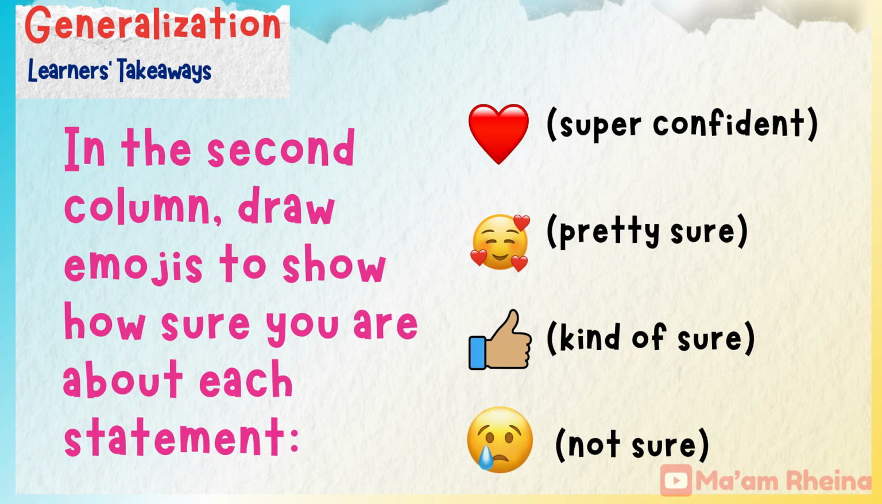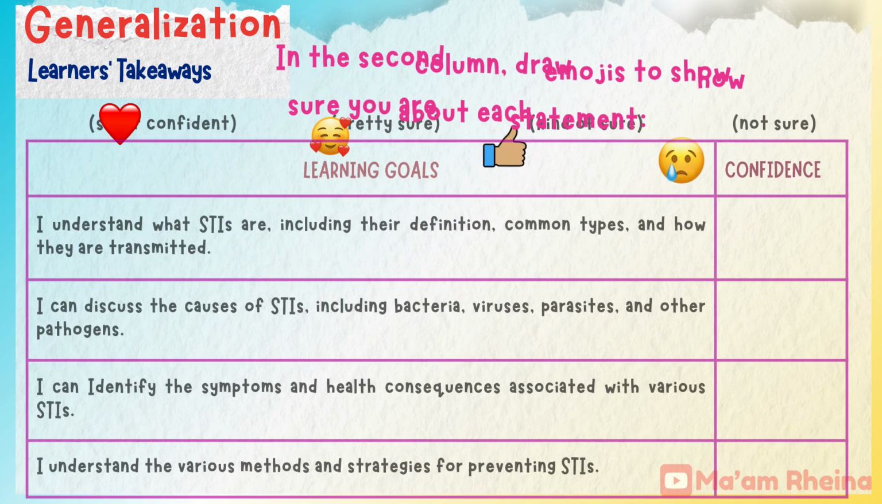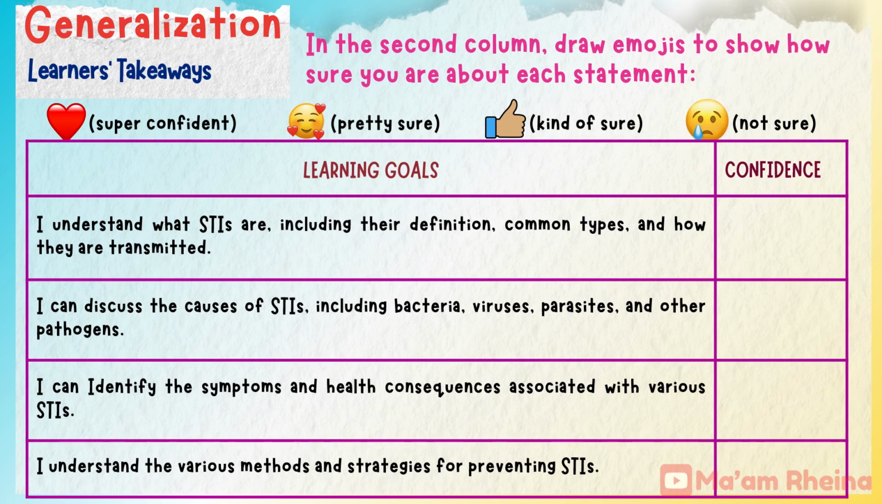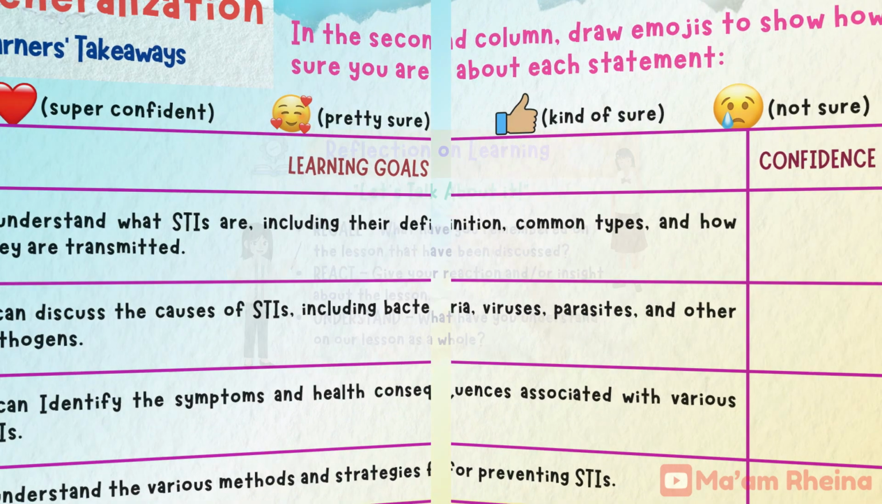Heart, I'm confident. Face with hearts, I'm pretty sure. Thumbs up, I'm sure. Sad face, I'm not sure. Write your answers in your notebook and be honest with yourself. It's okay to feel unsure about some things. We're all here to learn. We still have another fun activity coming up after this. So get those takeaways done and let's keep learning.